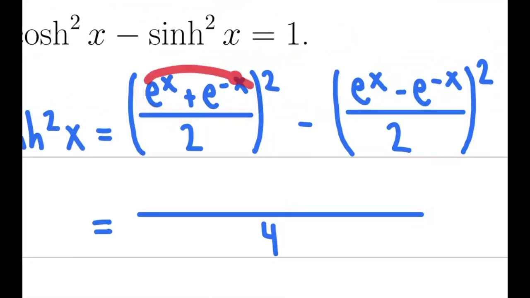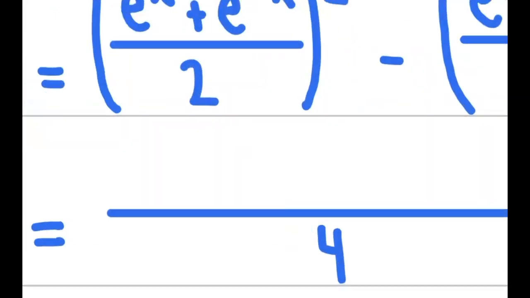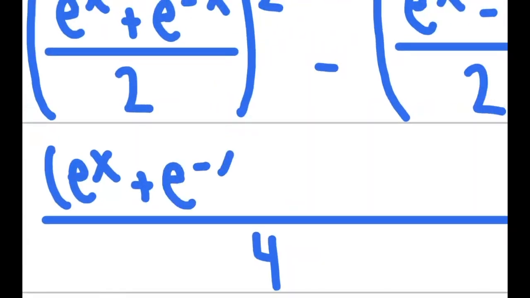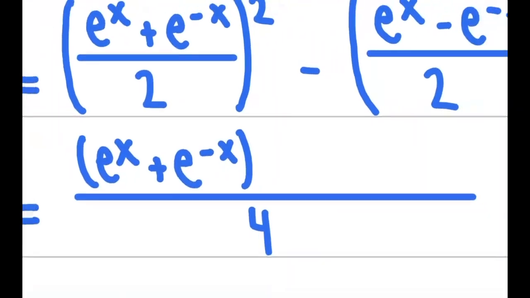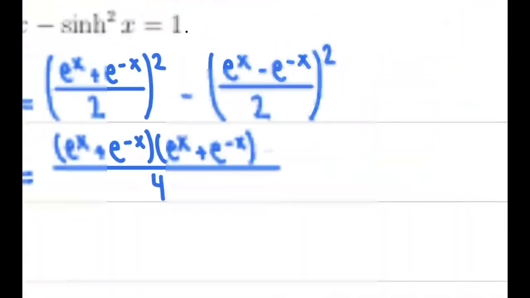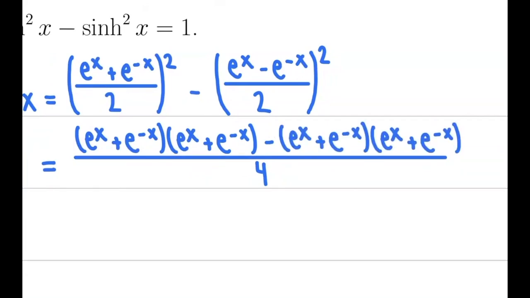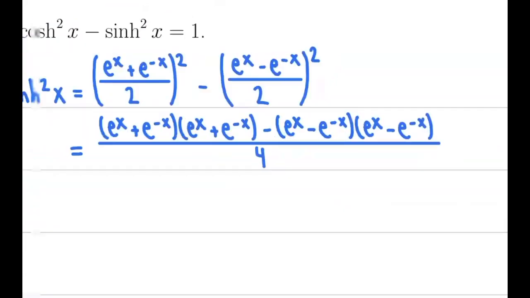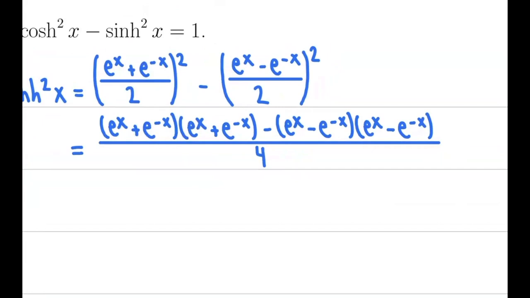But yeah, so this is just e to the x. We're squaring it. So it's e to the x plus e to the negative x, times e to the x plus e to the negative x. And then we have minus. Same thing right here, but with a minus. Okay, so we just need to use the FOIL method.